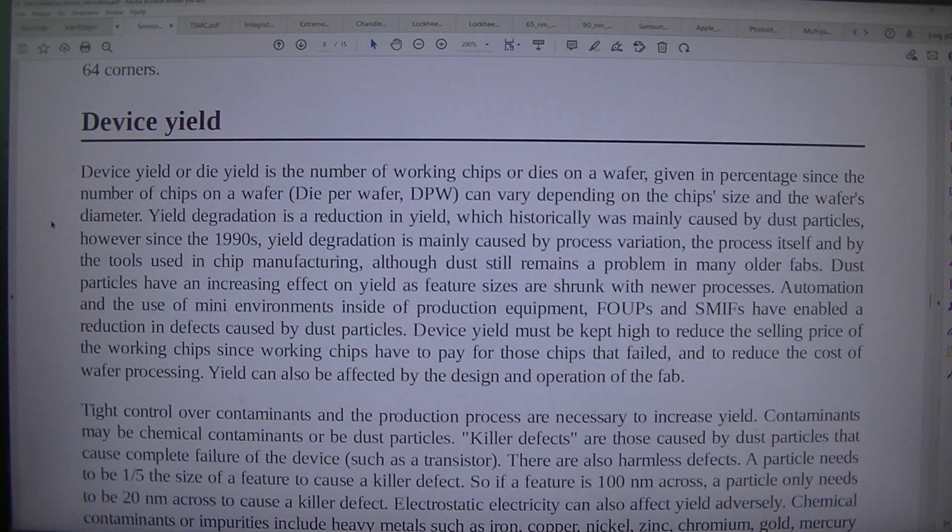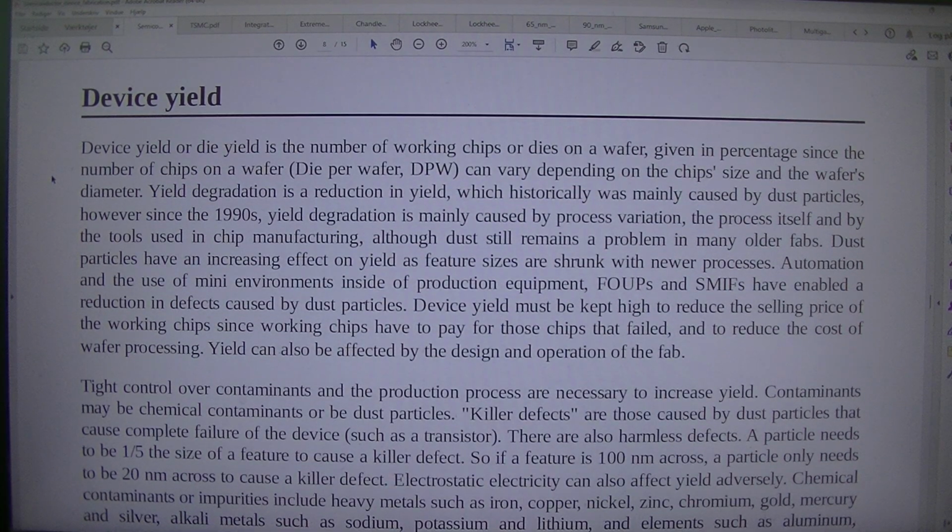Device yield. Device yield or die yield is the number of working chips or dies on a wafer, given in percentage since the number of chips on a wafer, die per wafer, DPW, can vary depending on the chip's size and the wafer's diameter. Yield degradation is a reduction in yield, which historically was mainly caused by dust particles. However, since the 1990s, yield degradation is mainly caused by process variation, the process itself and both tools used in chip manufacturing, although dust still remains a problem in many older fabs.